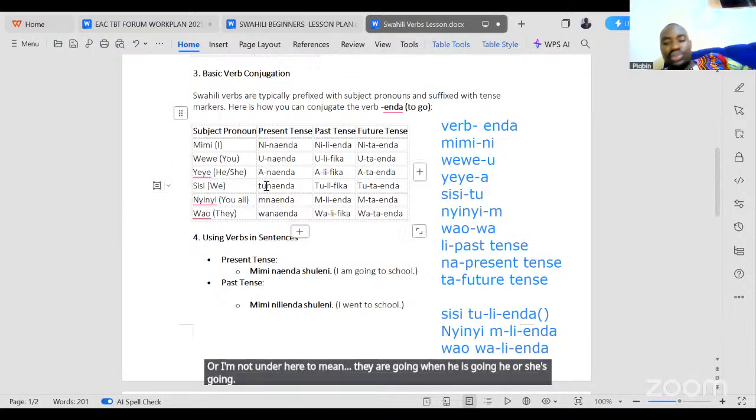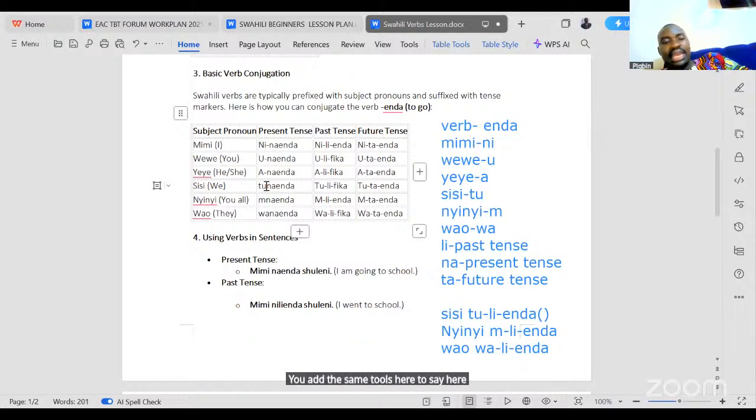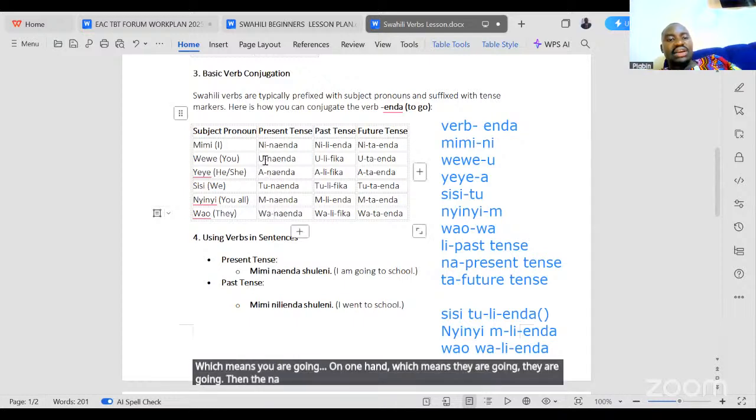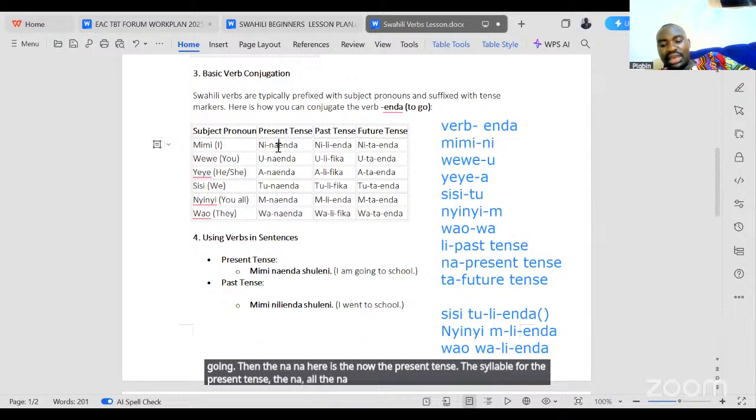You add the same to say tunaenda, which means we are going, mnaenda, which means you are going, and wanaenda, which means they are going. Then the na here is the present tense. The syllable for the present tense is the na in between here. The first na, the second na, the third na.